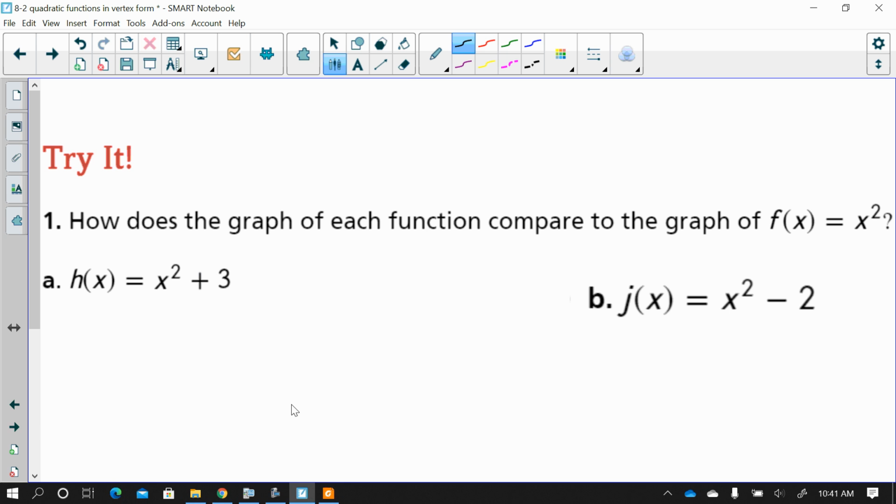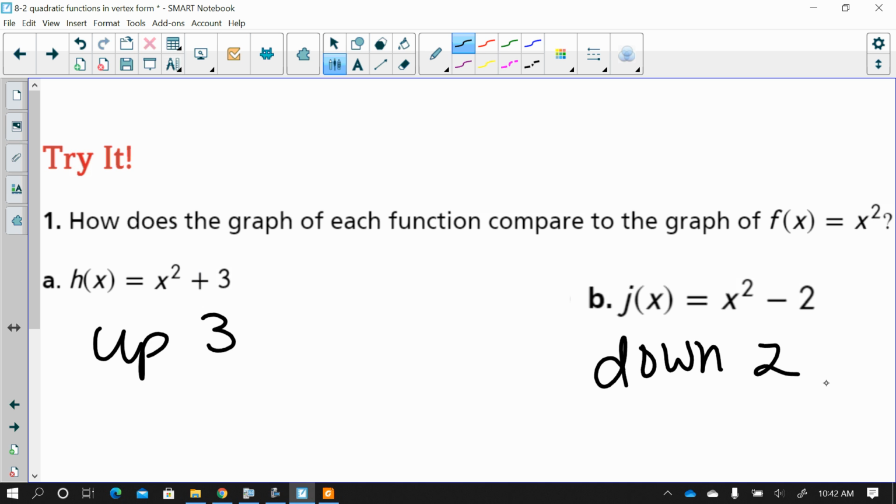So let's look at a few examples. How does the graph of each function compare to the parent function? h of x equals x squared plus 3. Pause the video, try this one. That just moves up 3. j of x equals x squared minus 2. Pause the video and try that one. j just moves down 2.